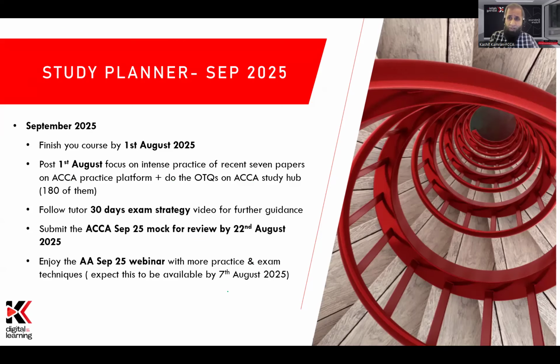Study planner. If you're enrolling or have enrolled for September 25 batch, this is when you should finish everything. Finish the course A, B, C, D, E, the practice sessions and everything on the LMS by the 1st of August. Post 1st of August, you will do intense practice of the past papers, the recent ones on the ACCA practice platform, the ones I've shown you, and do the OTQs on the ACCA Study Hub, the 180 of them. Follow the tutor 30 days exam strategy, which will be released on the 1st of August. So you can follow that, what to do inside 30 days.